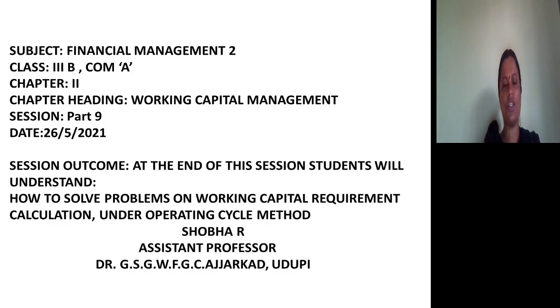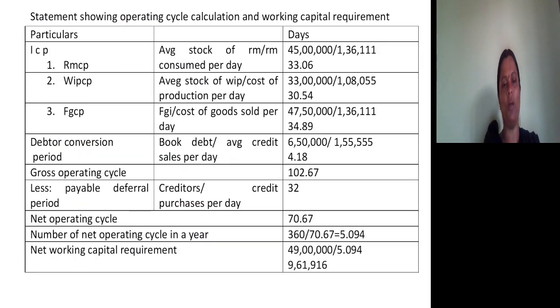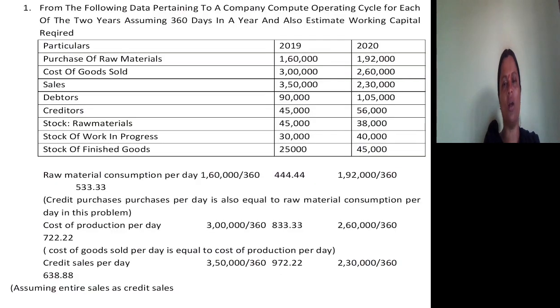So in this session we are concentrating on calculation of working capital requirement, again on the second method, that is the operating cycle method. We have already solved the first problem and even the second problem. Today we are concentrating on the third problem. If you look at the third problem, they have given us 2 years of data. The second column of this statement indicates 2019 data and the last column indicates 2020 data.